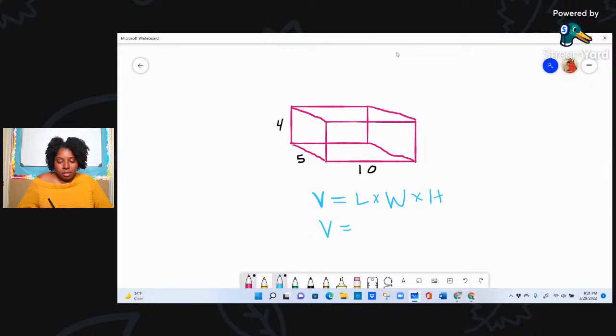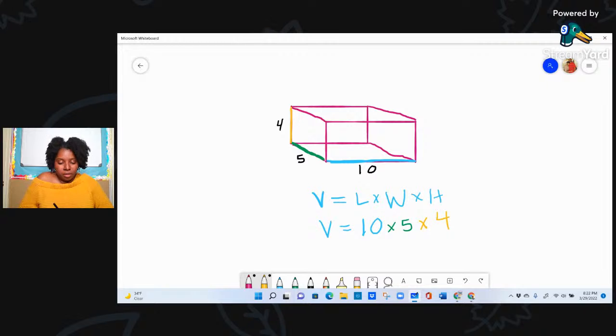Okay. So here we go. The length, the longest side. What's the longest side? The length is 10. The width, obviously, is the shorter side, which is 5. And then the height, let's choose a different color. The height is 4.